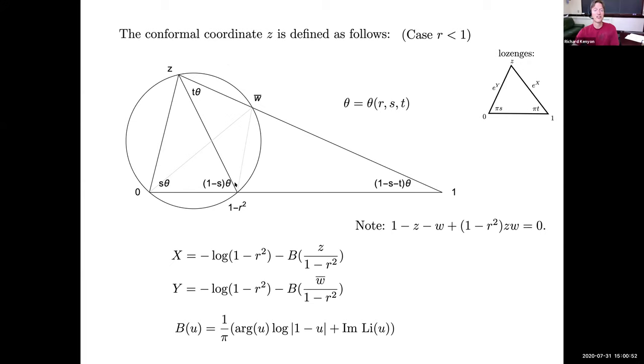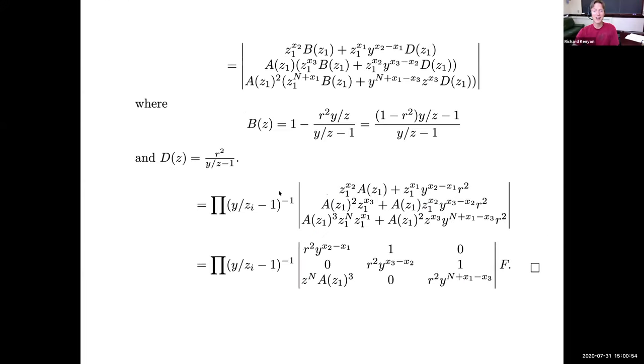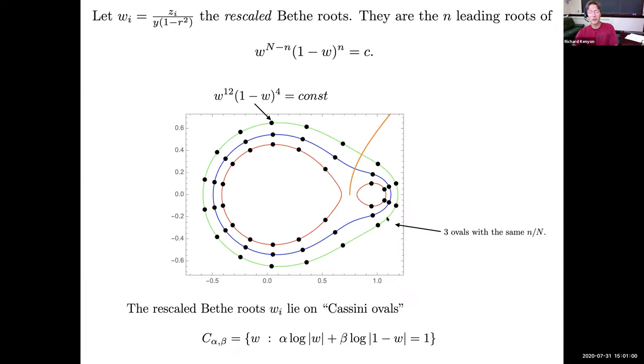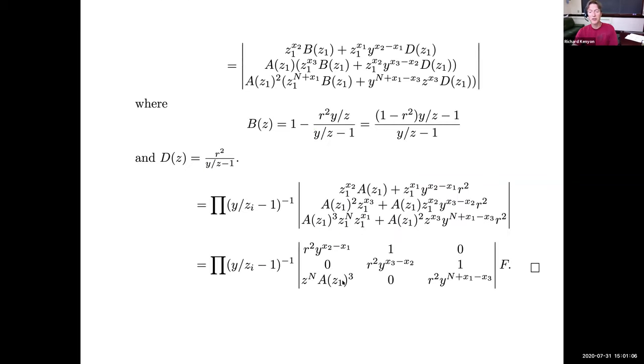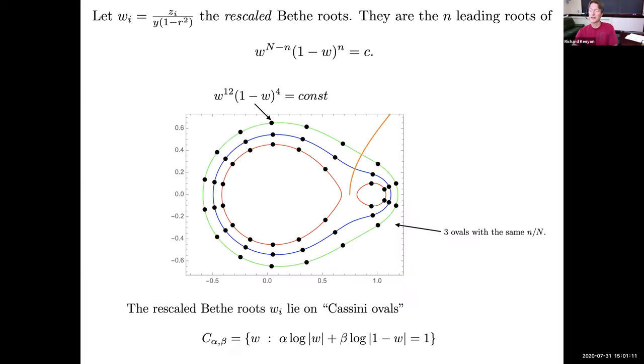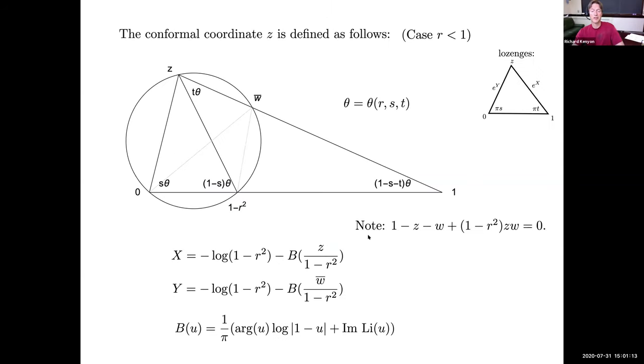Where does all this stuff come from? Well, you have to analyze the eigenvalue using these rescaled beta roots. We have a reasonably explicit expression for the beta roots, and a quite explicit expression for the eigenvalue. You plug it in, you turn some products into integrals in the limit, and that's where these dilogarithms come from.